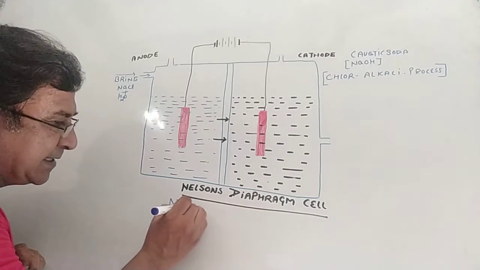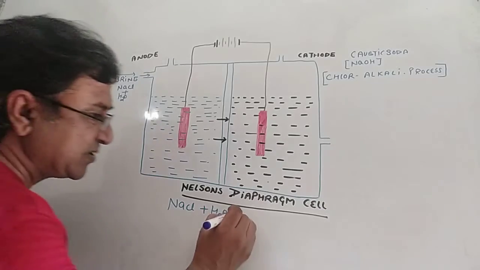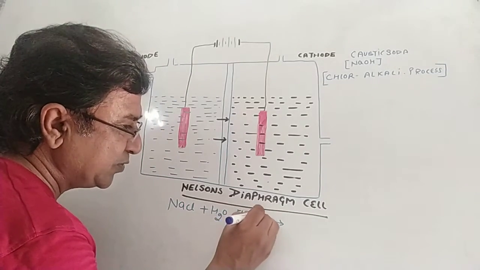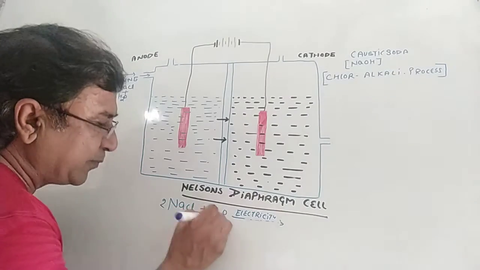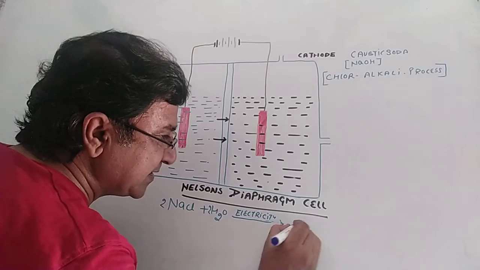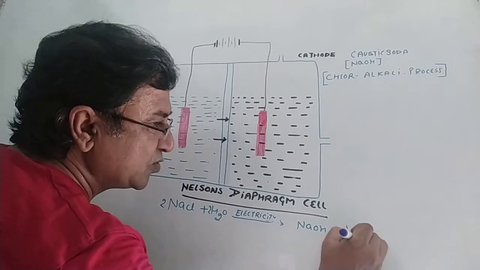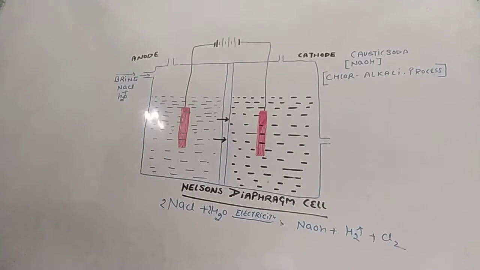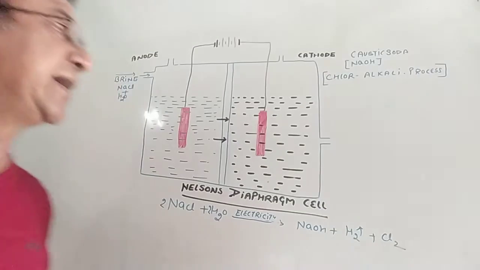When NaCl plus water, an aqueous solution of NaCl, meaning brine, is subjected to electricity, right? It produces what? It produces NaOH plus hydrogen gas plus chlorine gas. Remember that. It produces NaOH, hydrogen gas and chlorine gas.